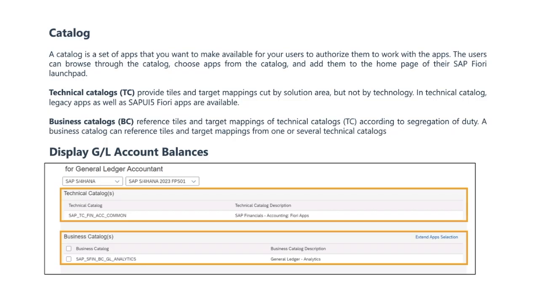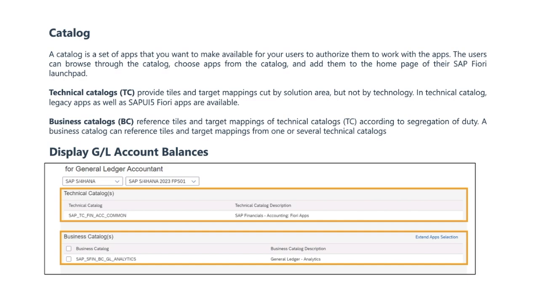Next, we have catalogs. A catalog is simply a set of apps that you make available to authorize your users. SAP delivers them in two specific ways. Firstly, we have technical catalogs, usually following the naming convention _TC_. Think of this as a master repository. They hold every original tile and target mapping for a specific solution area, regardless of the technology used. Crucially, technical catalogs are not intended to be assigned directly to the users.